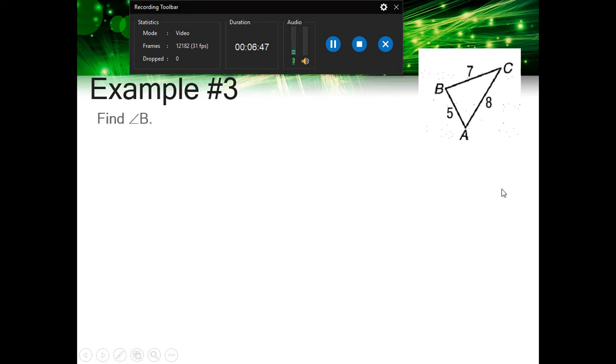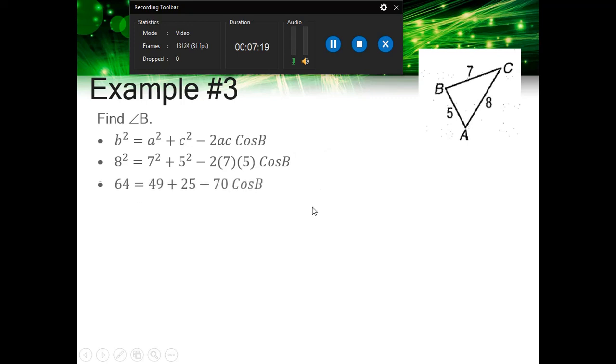In example 3, you can see in the diagram they provided all 3 sides, and this time they want me to find the measure of angle B. So it still fits the criteria for the law of cosines. So I'm going to start my formula with B squared, and it's going to end with cosine of B. I do know the values of A, B, and C, so I'm subbing those in. I'm going to leave cosine of B alone. If you prefer to convert B to theta as a variable, you're welcome to do that. So I've got my squared values, and I also multiplied 2 times 7 times 5.